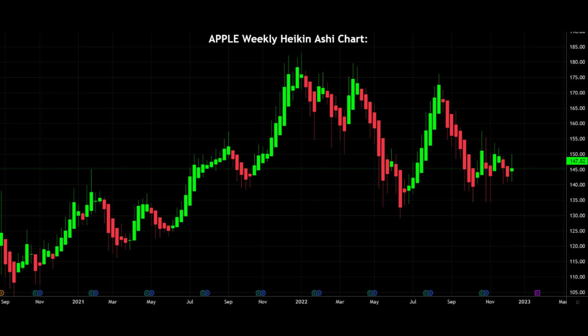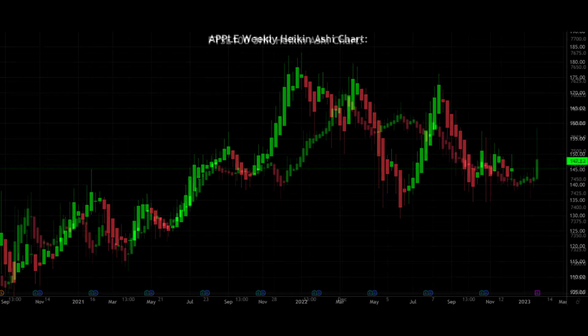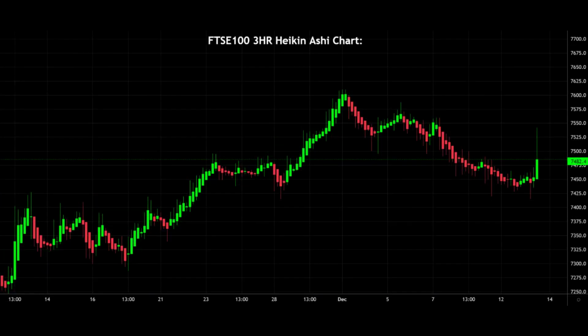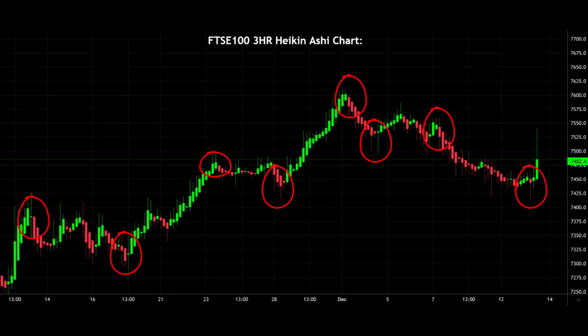First one up is Apple, the stock weekly Heikin Ashi chart, and you can see the dojis, spinning tops, and like I said, it doesn't matter what market or time frame it's in, these become a lot more visible when you switch to Heikin Ashi mode. And then we've got the FTSE 100 3-hour Heikin Ashi chart, the UK's leading stock market index, and again different time frame, but they're still very visible, these turning points, these doji spinning tops.